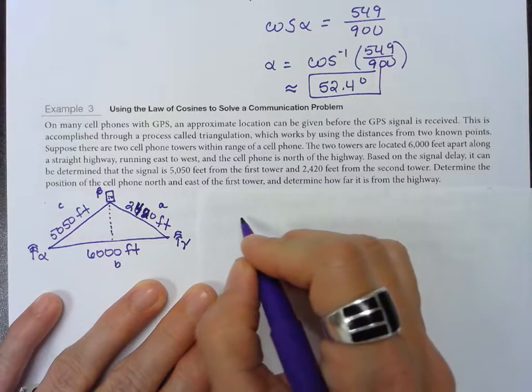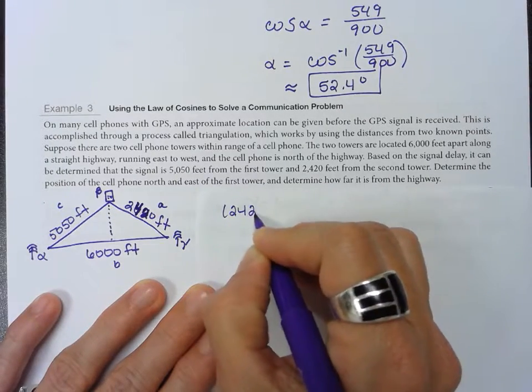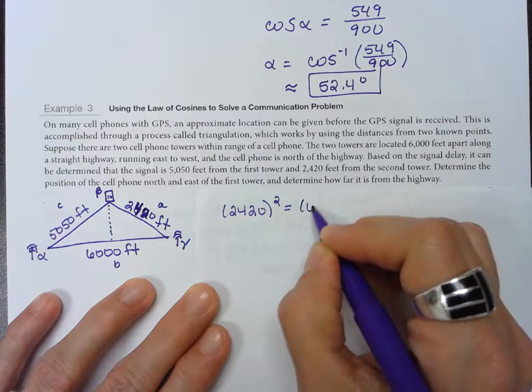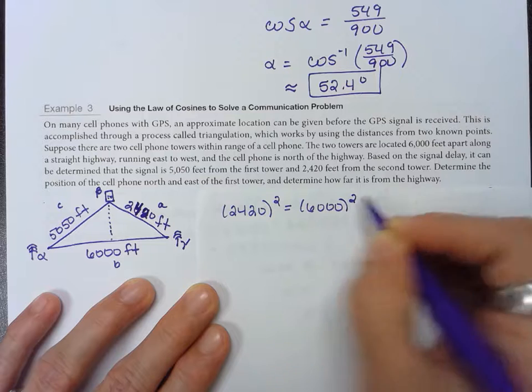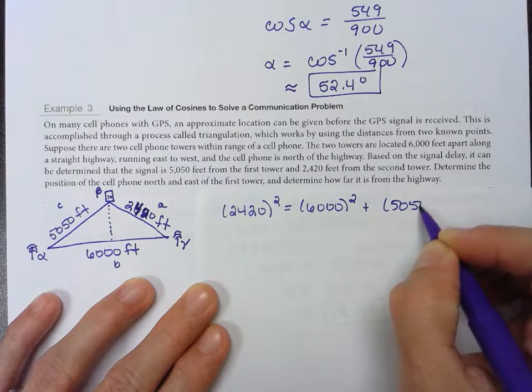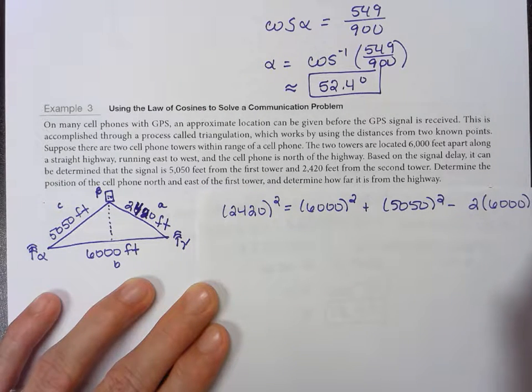We have a squared equals b squared plus c squared minus 2bc cosine of alpha.